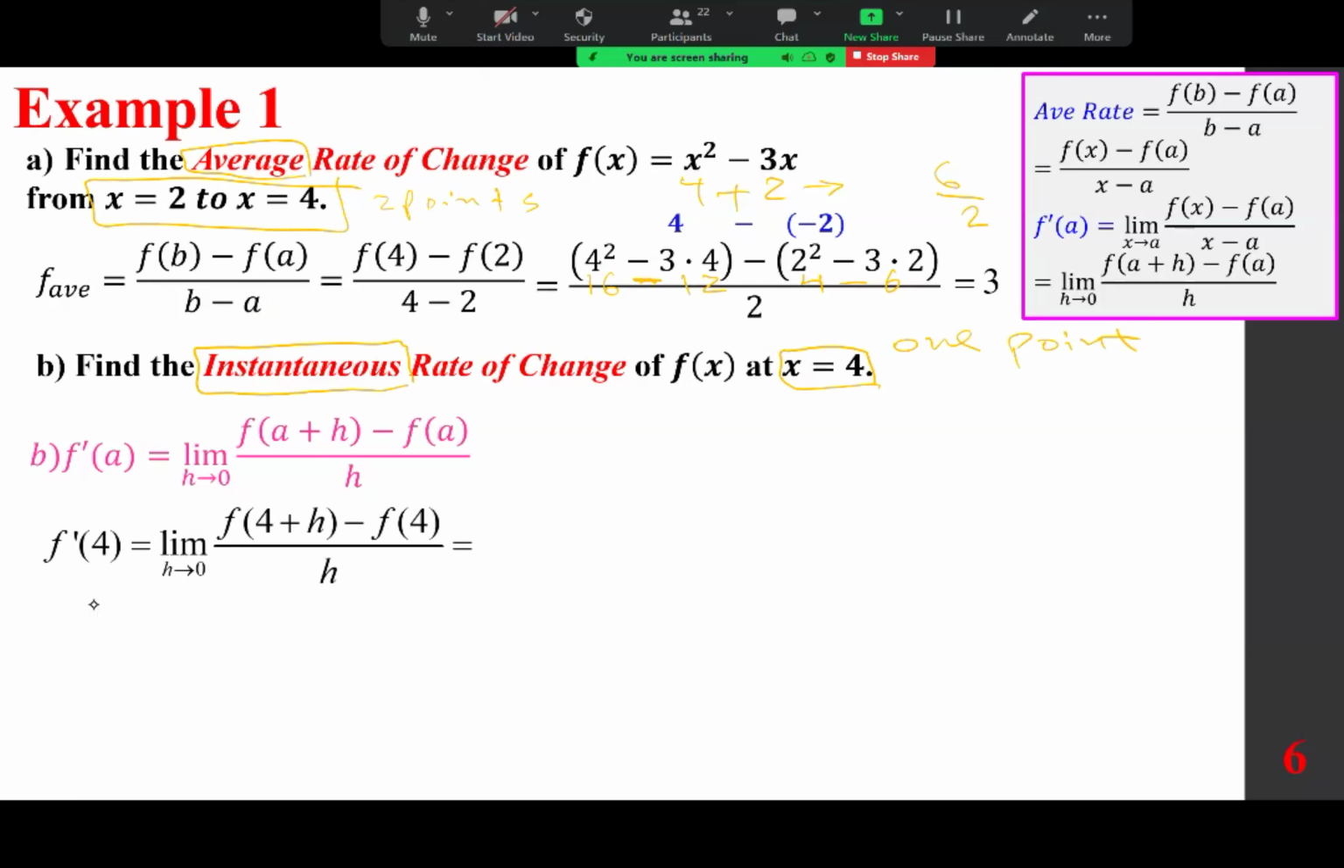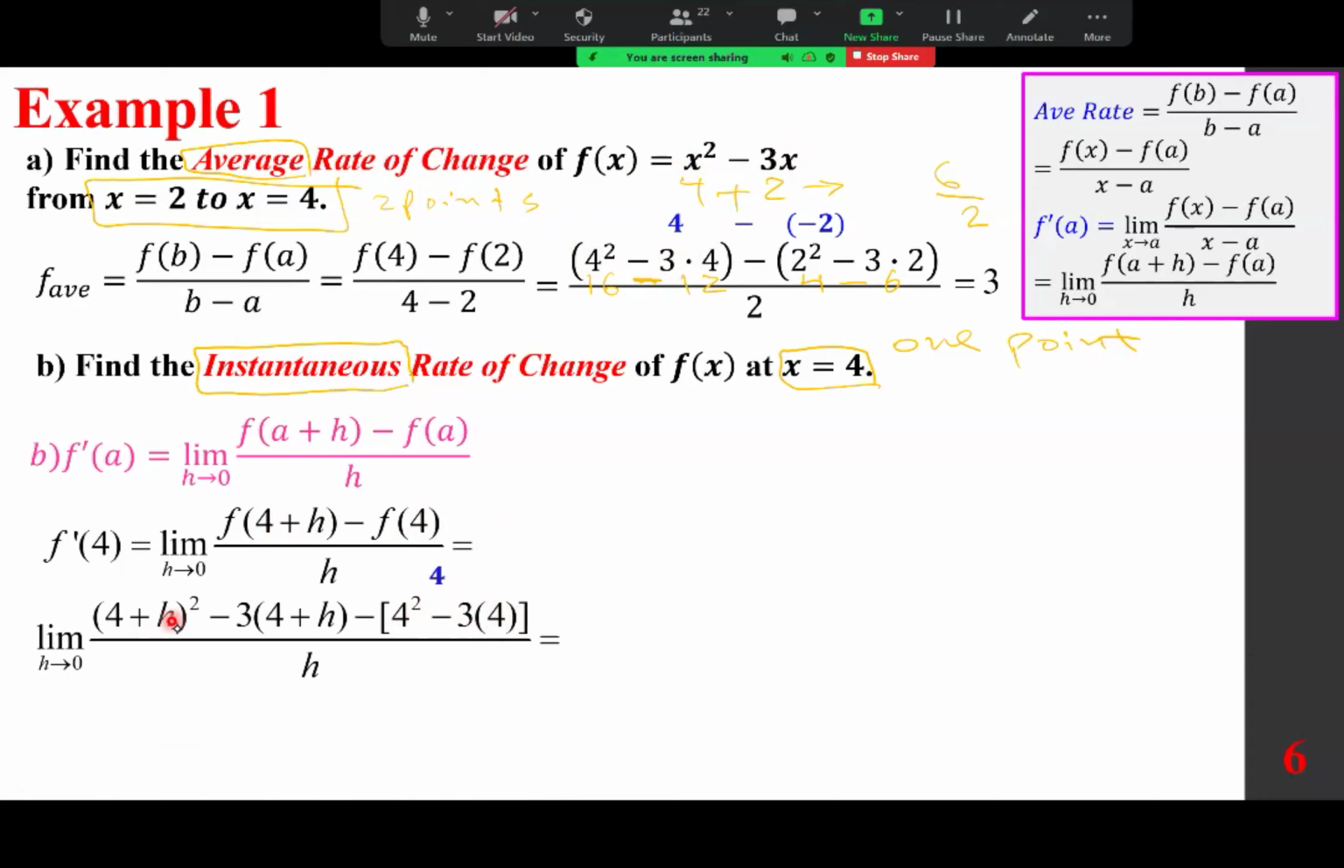And so now we are going to use the function. F of 4 plus h means 4 plus h squared, minus 3 times 4 plus h. F of 4, again, means this one, which is 4. So let's write it for now. But this part, everybody, we've done it. So this we know already is 16 minus 12, which is 4.